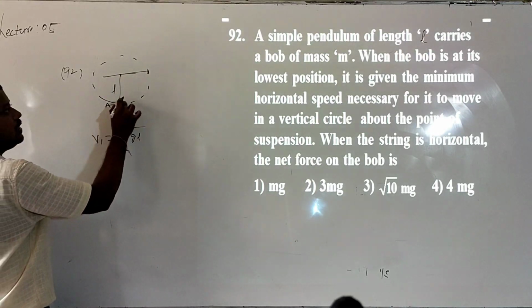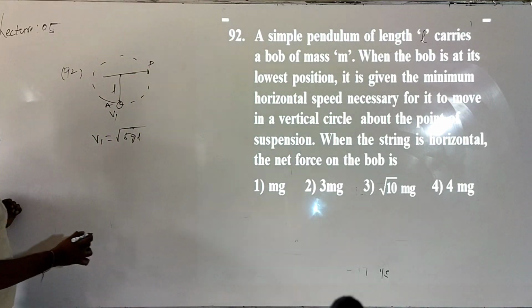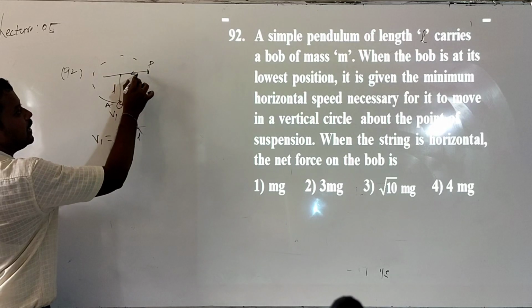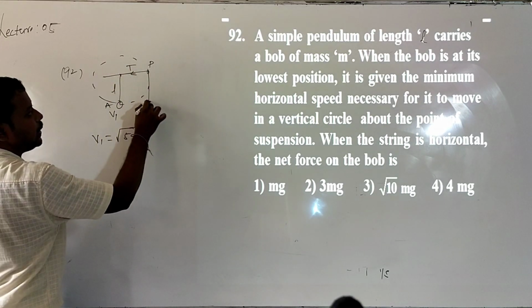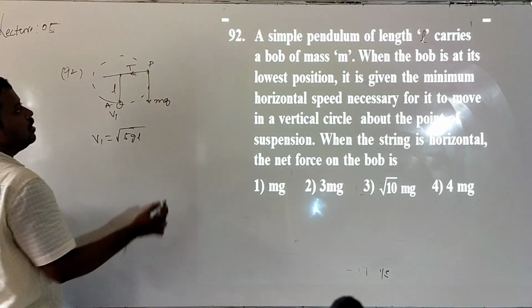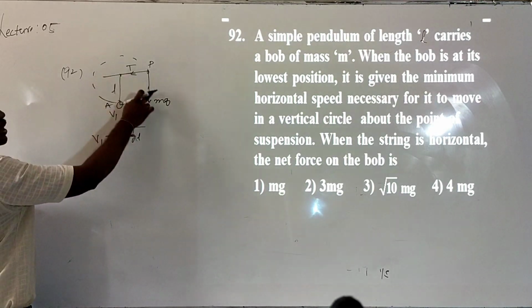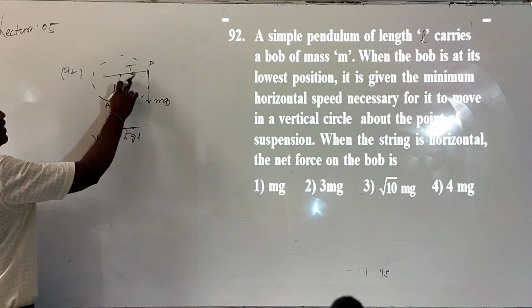Let me call this point A and this point P. To calculate the net force at point P, what are the forces acting? Tension in the string is T and its weight is mg. I want to calculate the resultant of T and mg. T and mg are both perpendicular. To calculate it, first I want T.